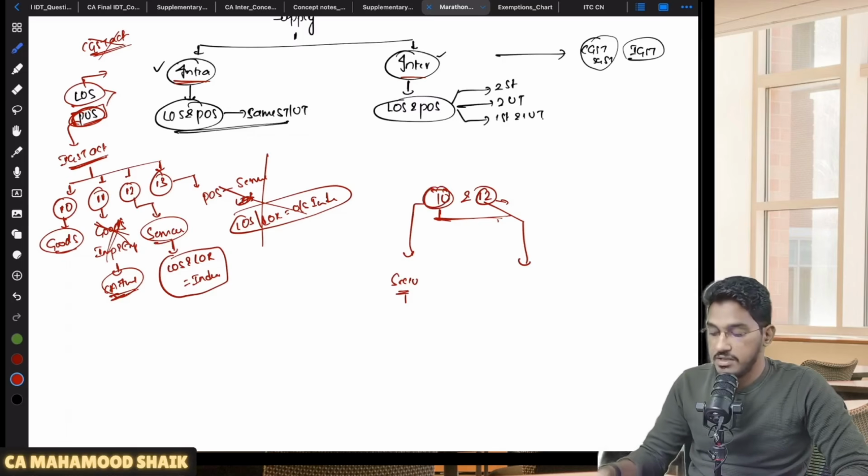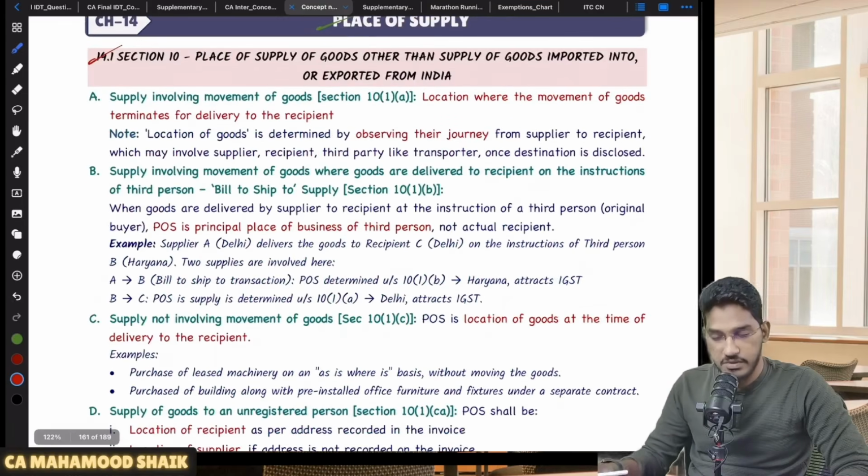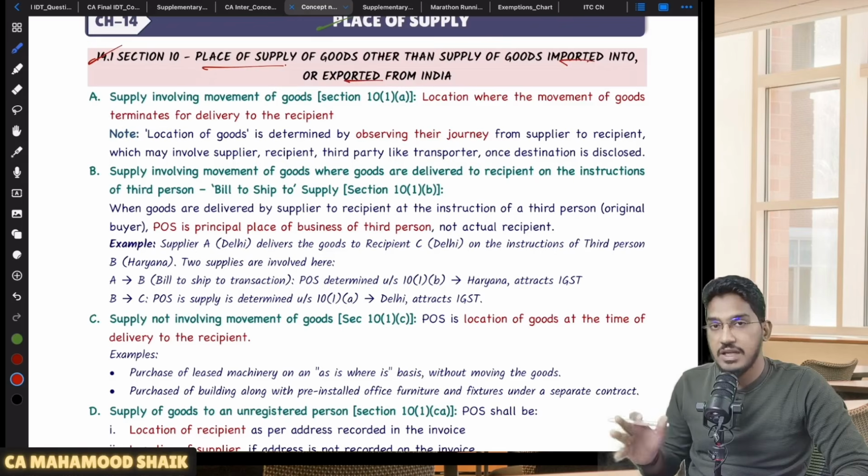I will start my discussion with section number 10. So let us have a quick look at it. Section number 10, as you could see, is the place of supply of goods other than goods imported into or exported from India. So for other than imports and exports, how to determine the place of supply.